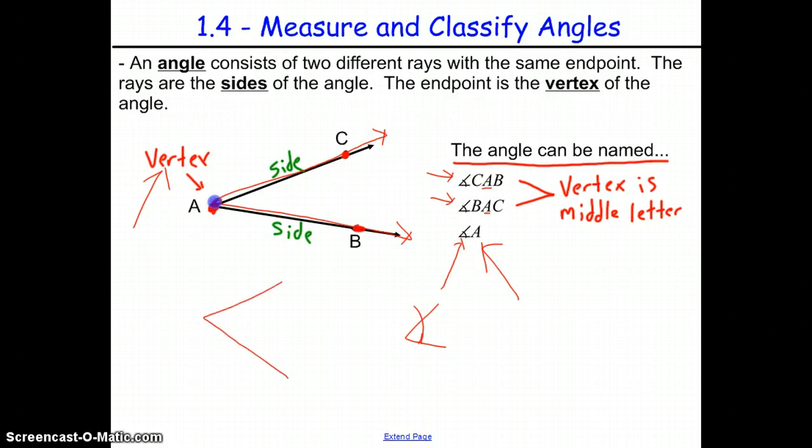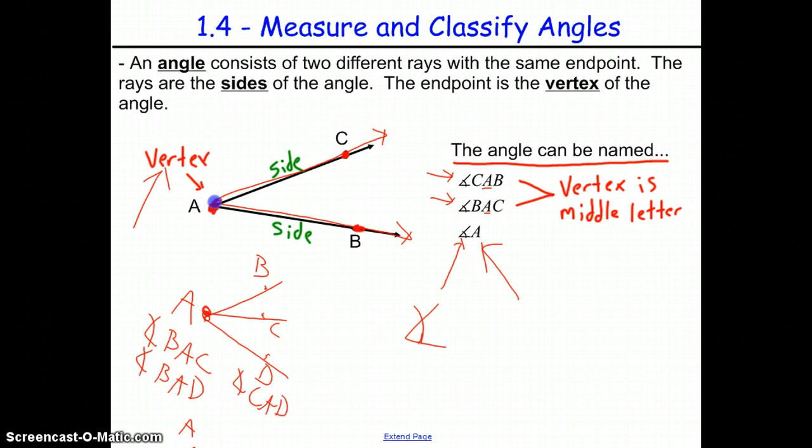In this drawing, we have multiple angles at this one vertex. So you can't just say angle A, because which one are you talking about? If this was point B and this was point C, point D, are you talking about angle BAC? Are you talking about angle BAD? Are you talking about angle CAD? If you just say angle A, you don't really know. But with the three letters, it is now specific. I'm going around these three letters, it's that one angle.